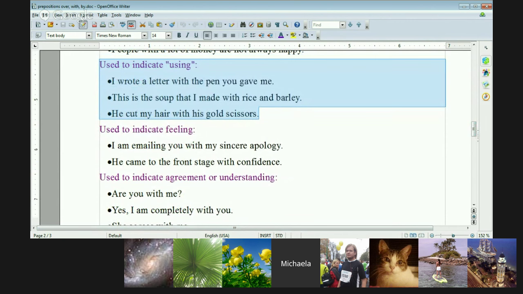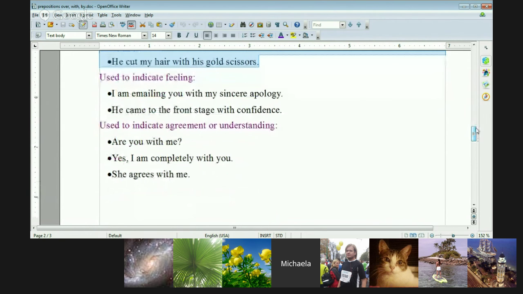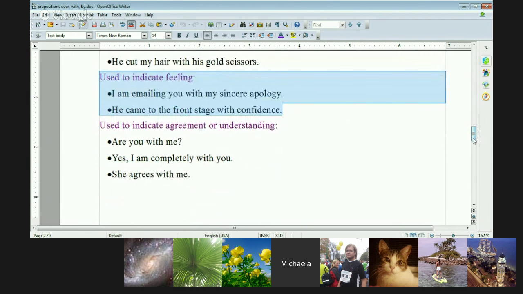Used to indicate using. I wrote a letter with the pen you gave me. This is the soup that I made with rice and barley. He cut my hair with his gold scissors. Thank you very much. Zach, this one?